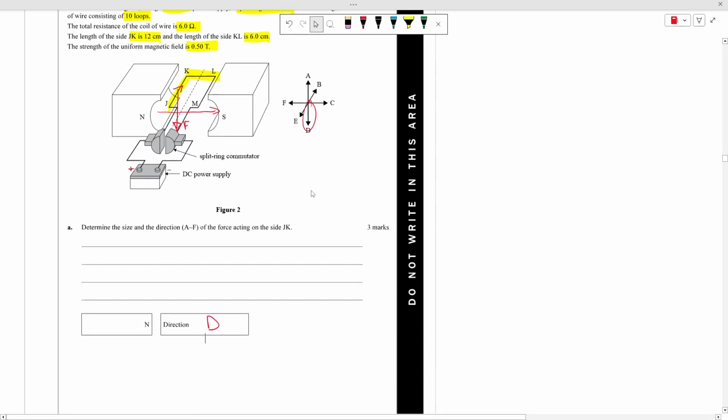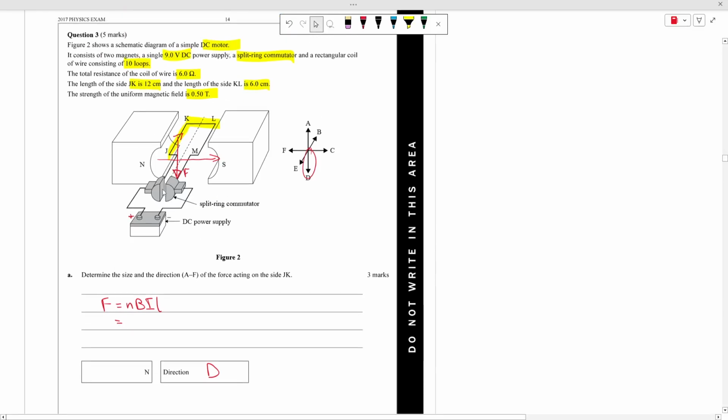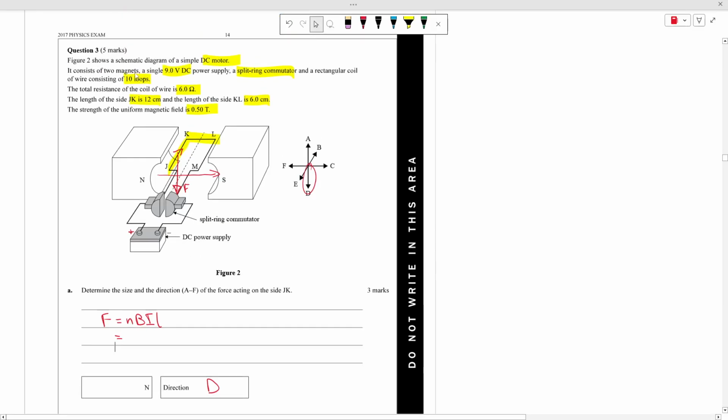This comes from using our formula: F equals N times B times I times L, where N is the number of turns in your coil or loops, B is the magnetic field strength, I is the current in the coil, and L is the length of the piece of coil that is in the magnetic field. So that's the length of JK. We know all those things. N is up here, 10 loops. So that's 10. B, the magnetic field strength, is 0.5 tesla here.